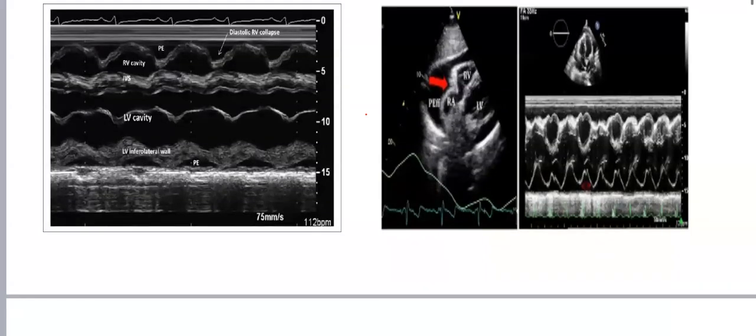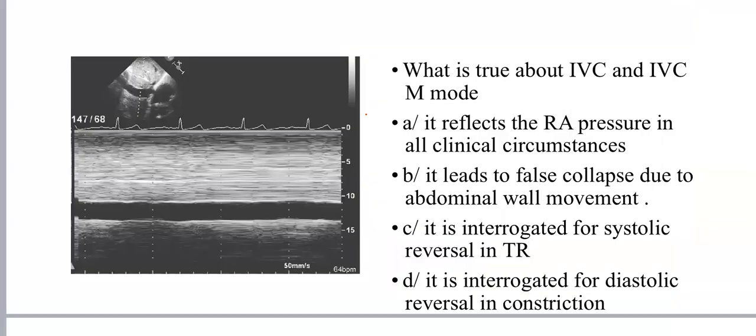Now, what is true about IVC and IVC M mode? A: It reflects the RA pressure in all clinical circumstances. B: It leads to false collapse due to abdominal wall movement. C: It's interrogated for systolic reversal in TR. D: It's interrogated for diastolic reversal in constriction. Which one is right? The last two are wrong. Very good.